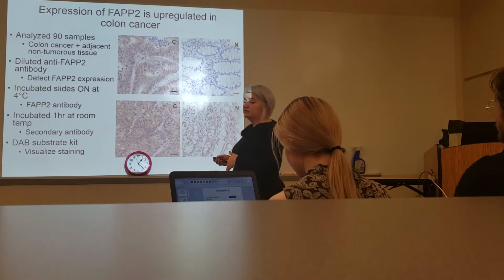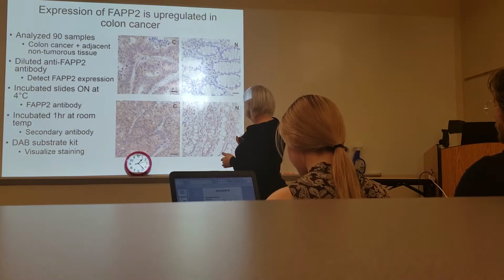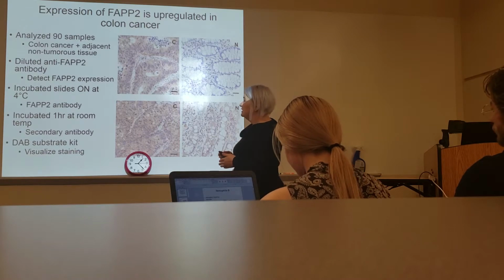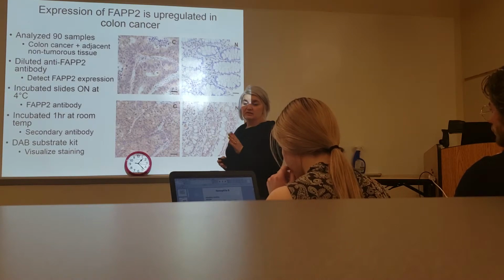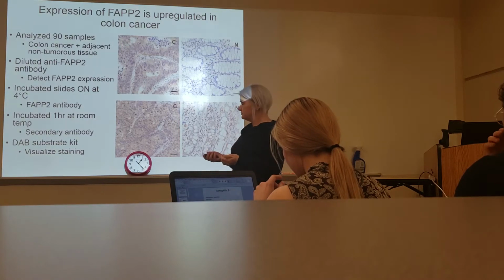In this study, 90 samples were analyzed that contained colon cancer tissue and adjacent non-tumorous tissue. Here you'll see two different samples. The colon cancer tissue is indicated with a C, and the non-cancerous is indicated with an N. The non-tumorous tissue is basically the surrounding tissue of that tumor that did not contain cancer.